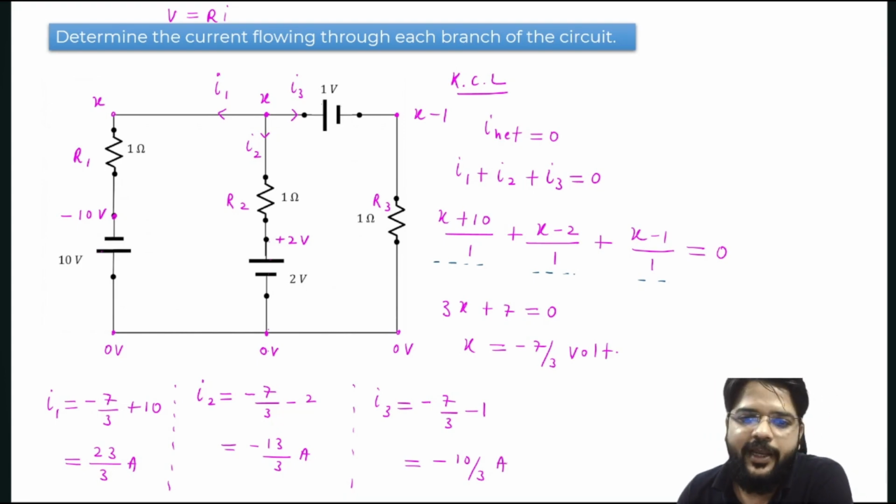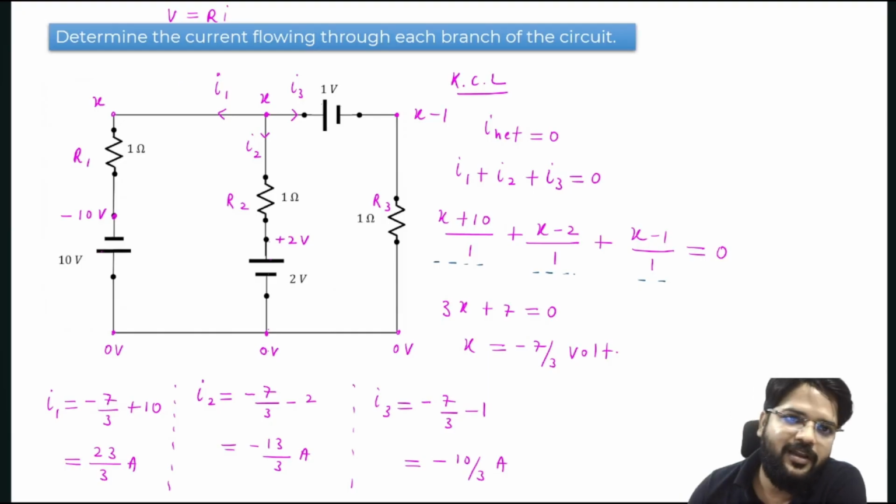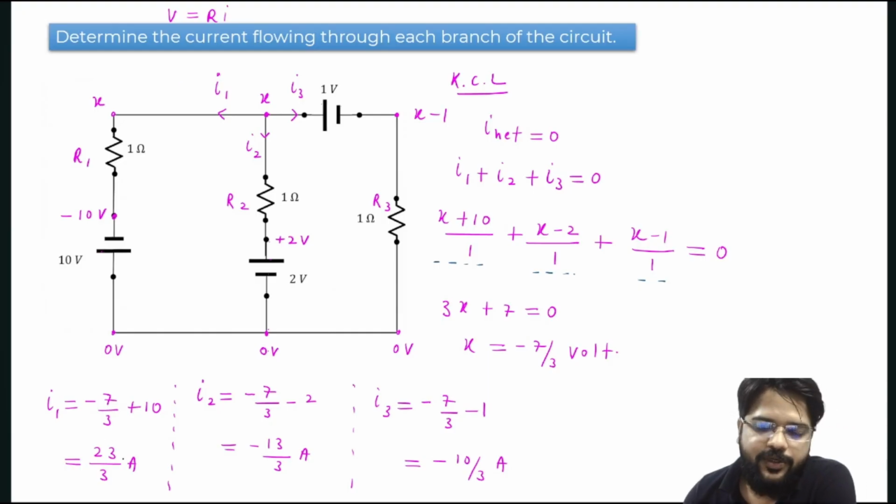So now we got I1, I2, I3, correct? From every branch we got the current, and this is our final answer. I1 is 23 by 3 ampere, I2 is minus 13 by 3 ampere, and I3 is minus 10 by 3 ampere. So from each branch we got the current. Note it down, everyone, then we will move to the next question.